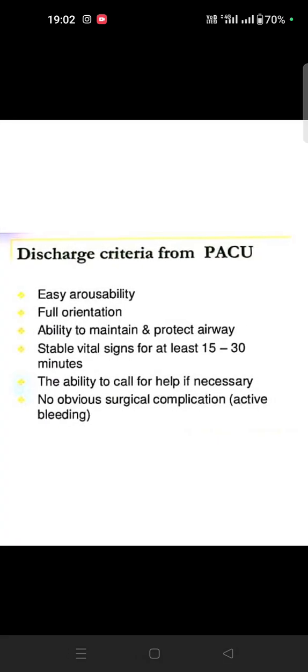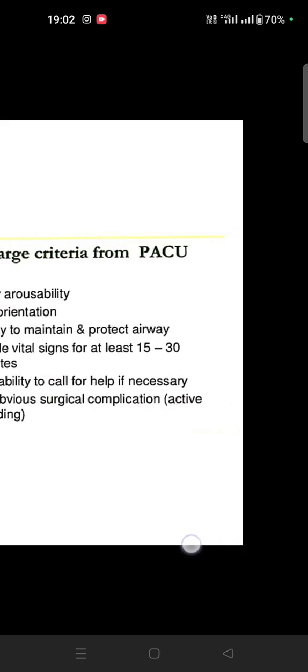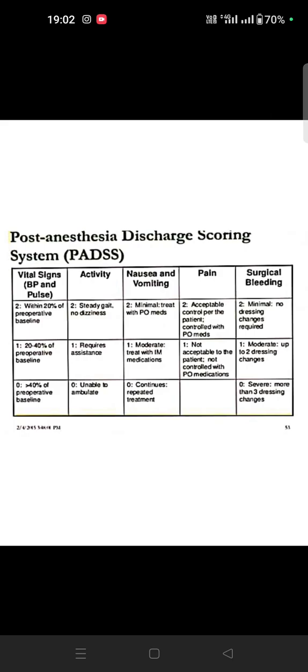The discharge criteria mean easy arousability, then full orientation, ability to maintain a protected airway and stable vital signs for at least 15 to 30 minutes, ability to call for help. Then no surgical complication, meaning active bleeding and all is not possible. So this is a normal criteria for discharge of the patient.